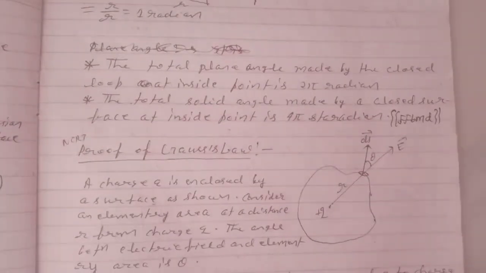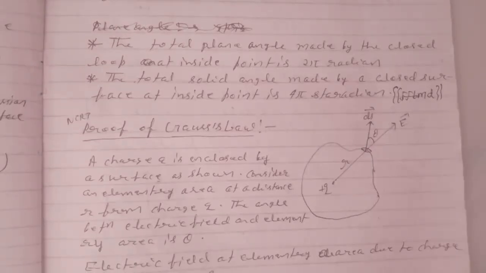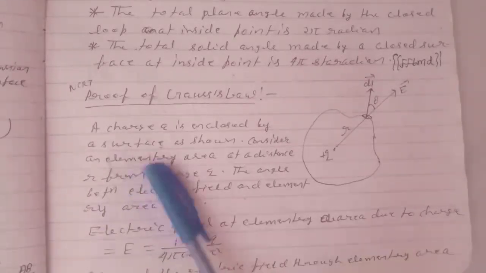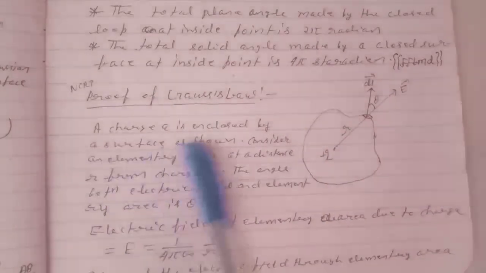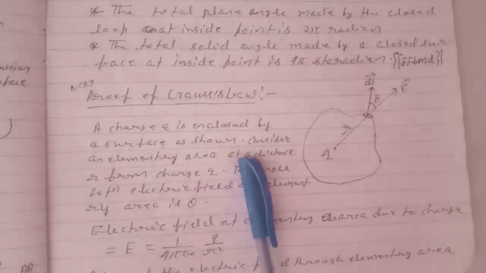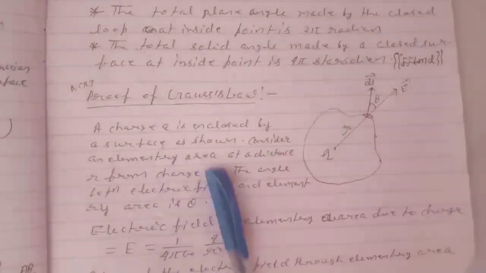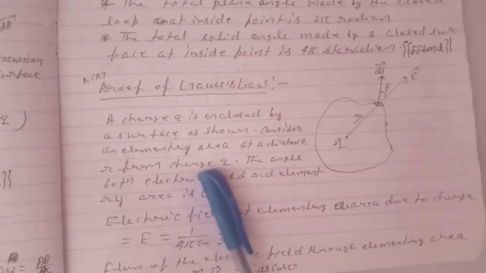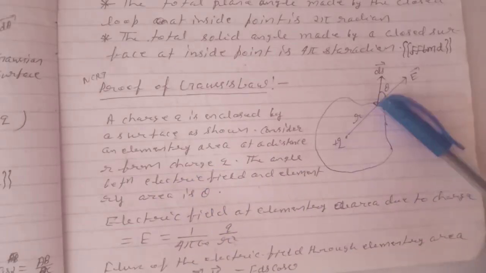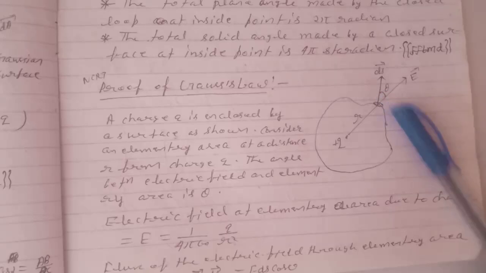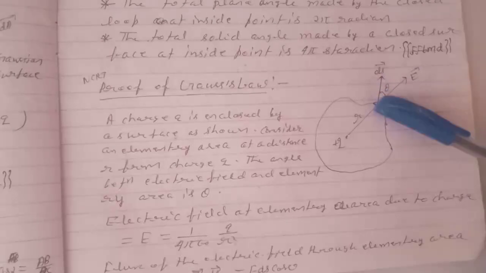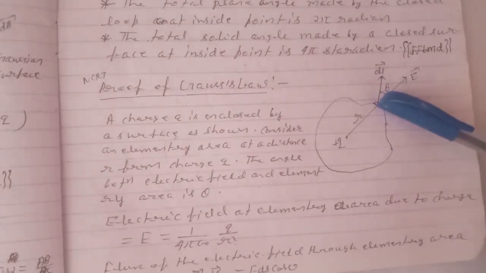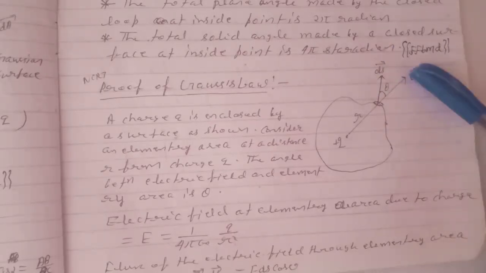Now we take the proof of Gauss's law. Consider a surface. Let a charge q be enclosed by a surface as shown in the figure. Consider an elementary area at a distance r from charge q. The angle between the electric field and the elementary area is theta. That is the angle here. This area is in this direction, but the electric field is in this direction.